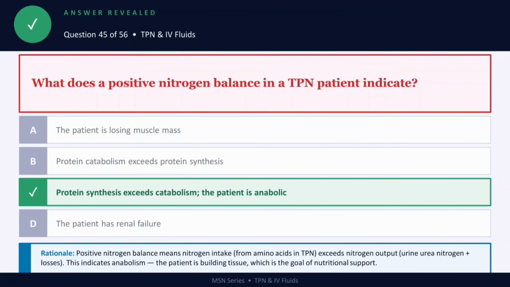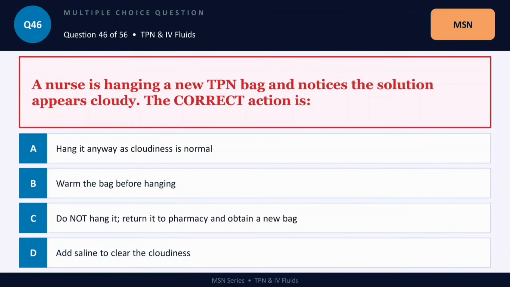Protein synthesis exceeds catabolism. The patient is anabolic. Rationale. Positive nitrogen balance means nitrogen intake exceeds nitrogen output, which indicates anabolism. The patient is building tissue, which is the goal of nutritional support.